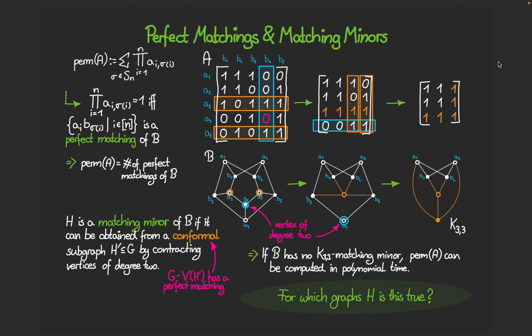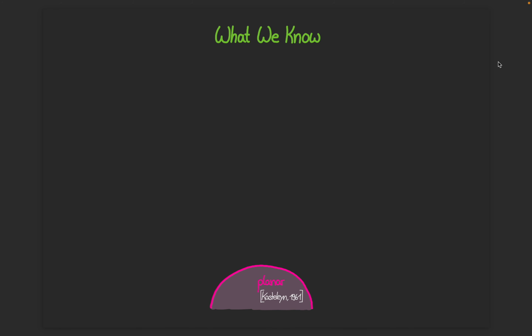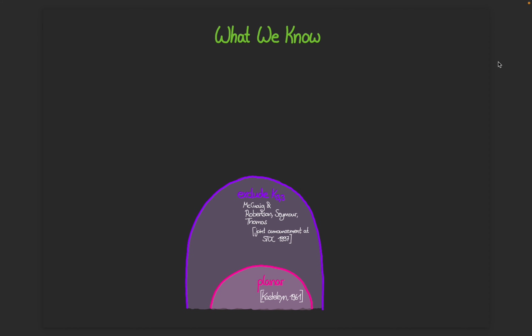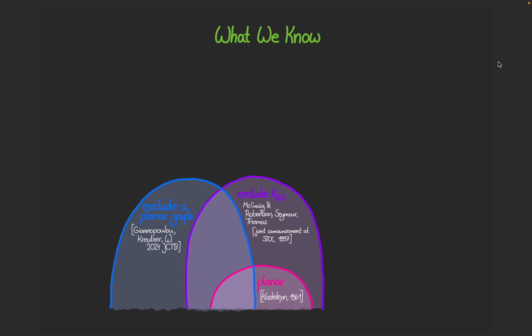And then the very natural question could be, maybe this is not just special for K33, maybe this works for all graphs. So what do we know? In the 60s, Kasteleyn already proved that this is true for all planar bipartite graphs. And then the theorem of Little has now been turned into an algorithm to compute the permanent by both McCuaig and Robertson, Seymour and Thomas, jointly announced at STOC 97, so still almost 100 years after Polya's question. So excluding K33 works. And then now our project begins.